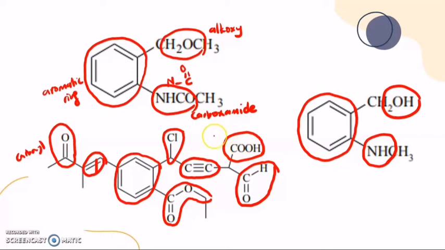Actually, this is the example in your tutorial question. Take note of how I circle the functional groups, because you will apply this knowledge in your assignment. Maybe it may ask you about the functional groups in the compound, so you have to circle all the functional groups.